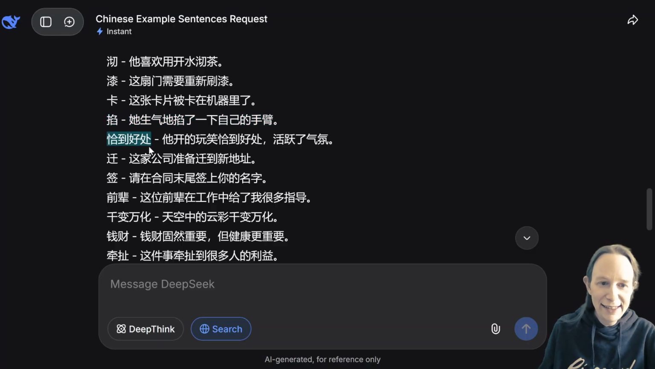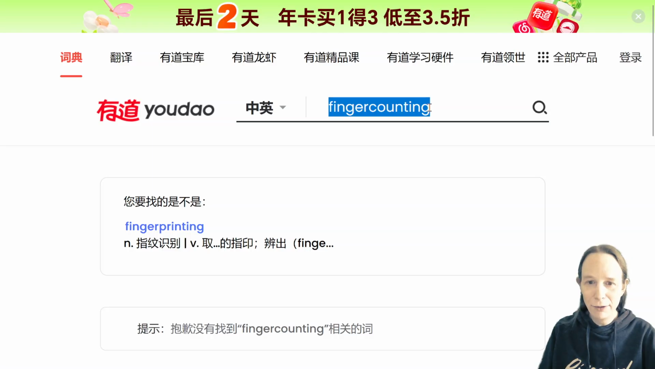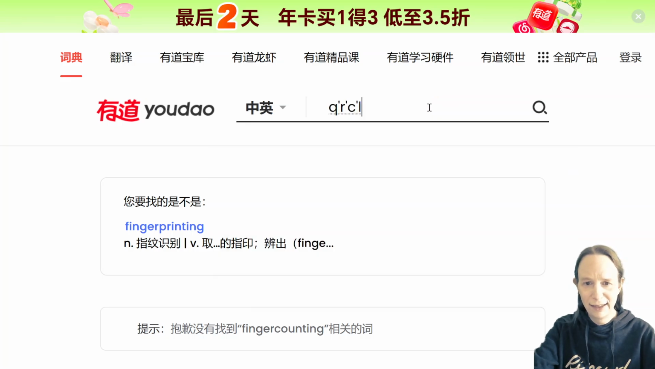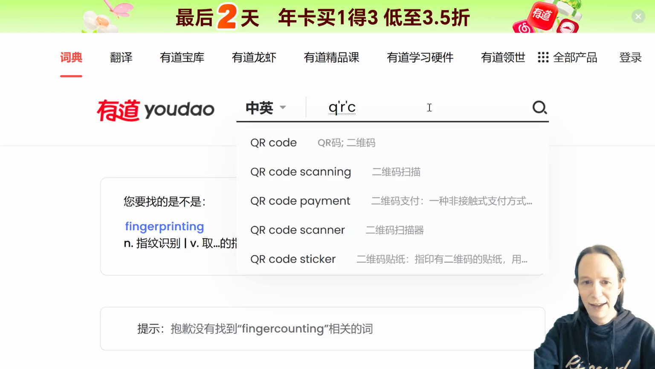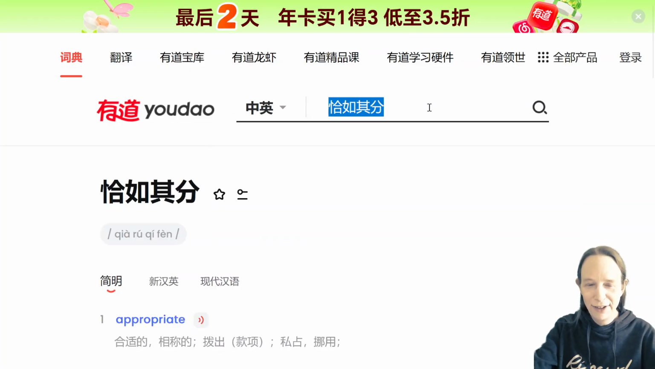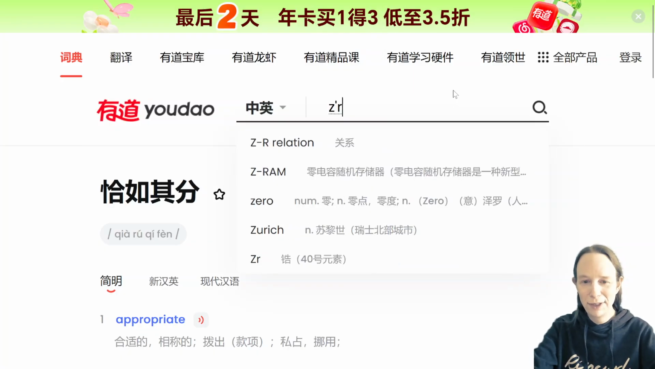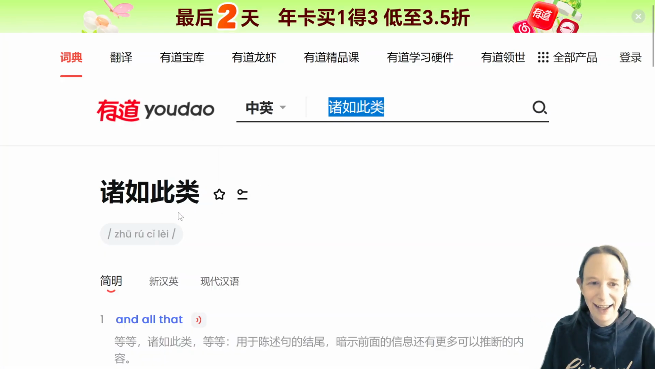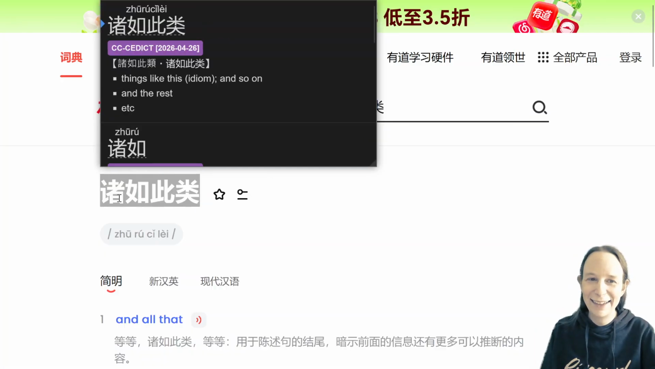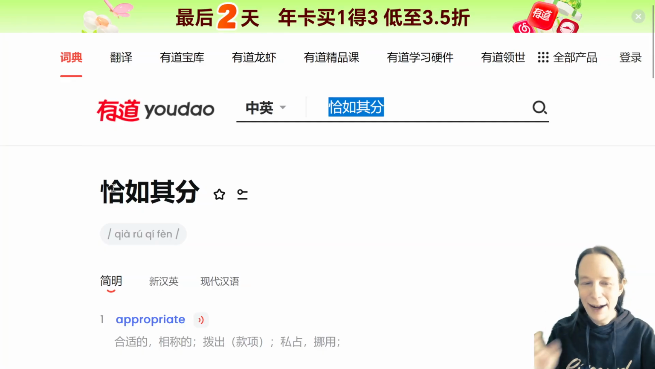Okay, next is 恰到好处, very common 成语. We already know 恰. I think, which one did we do? 恰如此类. No, 恰如此, I forget. 恰, oh, 恰如其分. This one, 恰如其分. Yeah, I get them mixed up sometimes. 诸如此类. 诸如此类. All right, they're all like this. 诸如此类, or yeah, and the rest. But 恰如其分 we studied. 恰如其分.